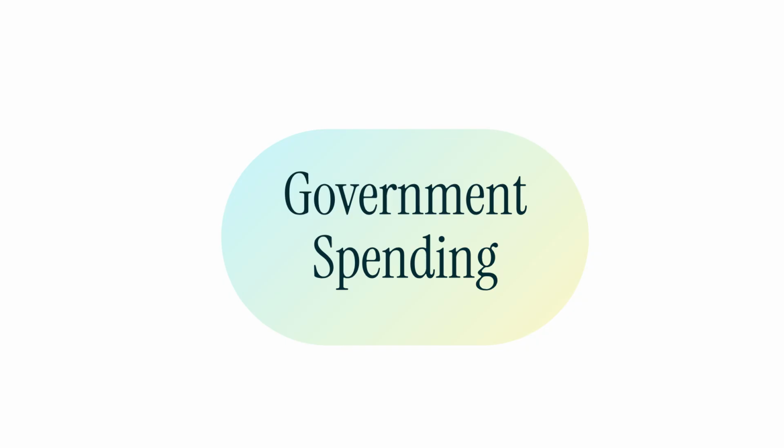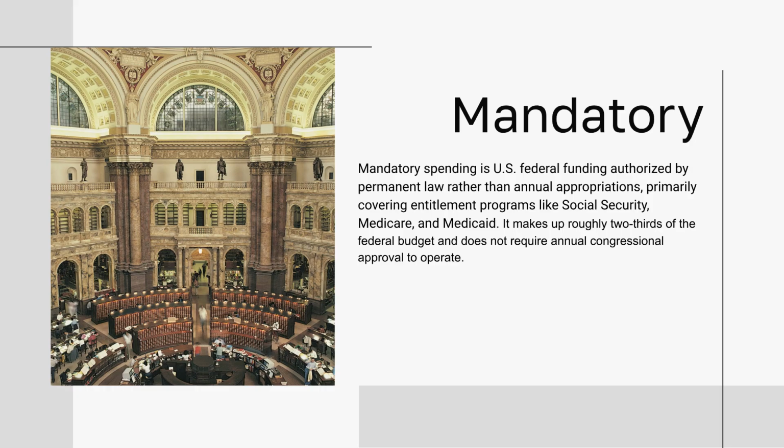Next, we're going to discuss government spending, which is essentially how the government spends the money that they earn from taxes. To start, we have mandatory spending, which is government spending that is required by existing laws. It mainly funds entitlement programs like Social Security, Medicare, and Medicaid. These programs automatically receive funding based on eligibility rules, rather than needing approval each year. Mandatory spending makes up about two-thirds of the federal budget, which shows how significant it is.